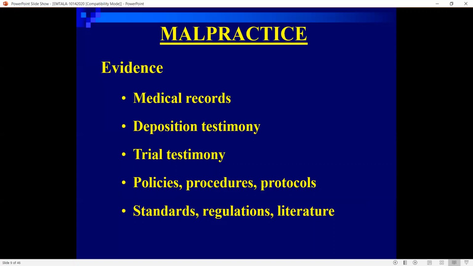Other aspects are what your board's regulations are, such as the Texas Medical Board, whether you complied with those boards, and any standards that may be outlined in the literature as far as handling a particular situation. Those are always key pieces of evidence as well.